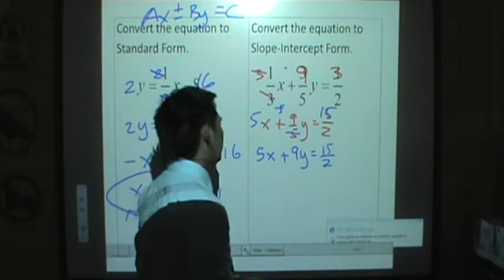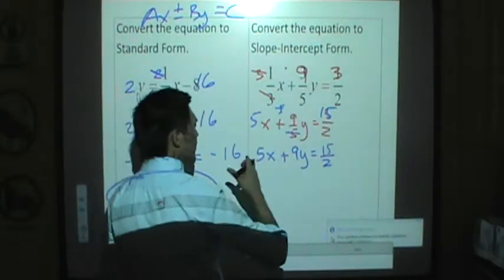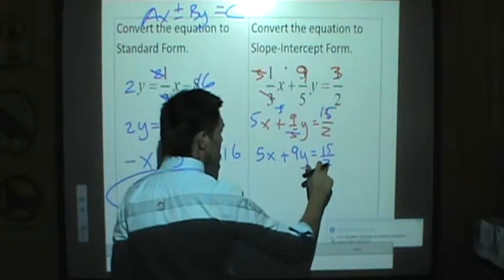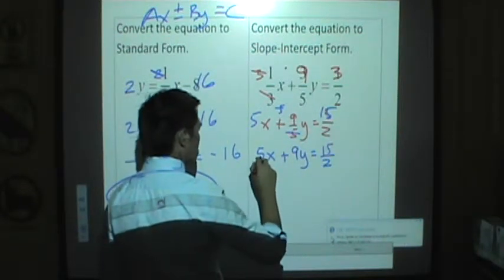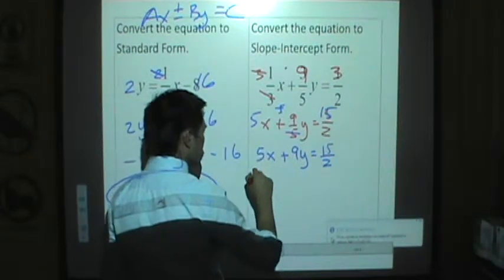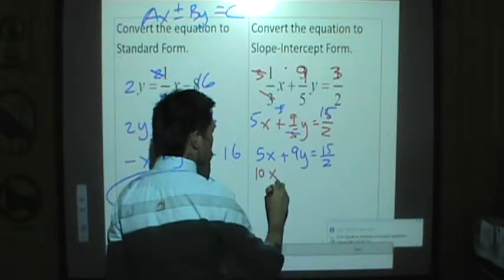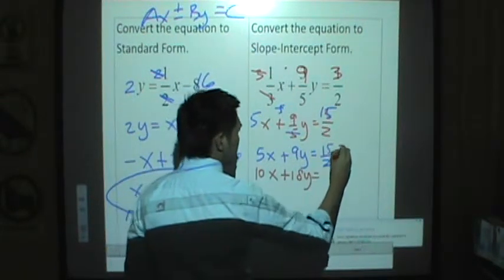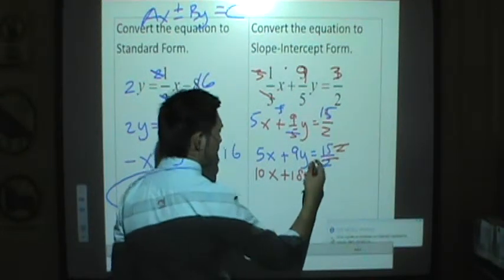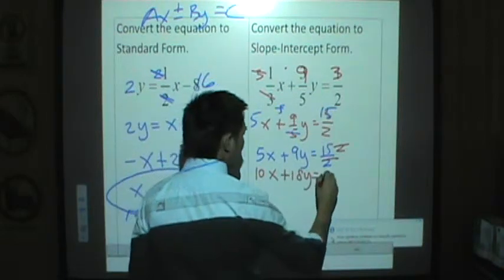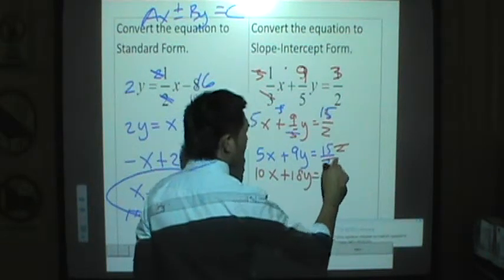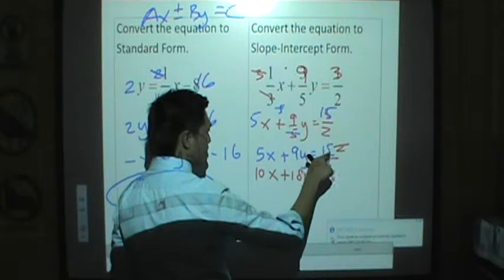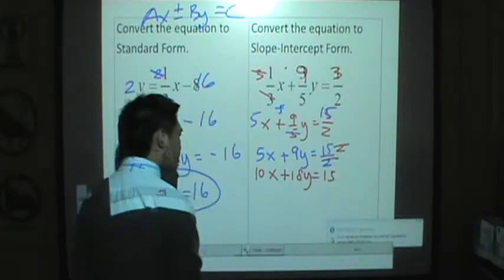Okay, now let's multiply the rest by 2, because again we want to get rid of that 2, so we have to multiply this by 2 also. It's going to become 10x. This is going to become 18y, and now if you multiply this by 2, you just have to get rid of that denominator 2, and now you have 15. Or if you want, 2 times 15 is 30 divided by 2 is 15.